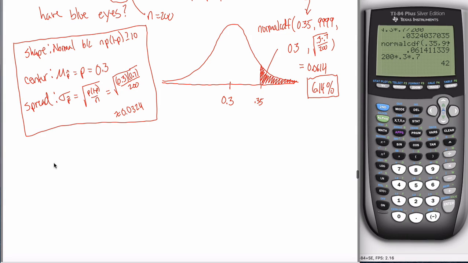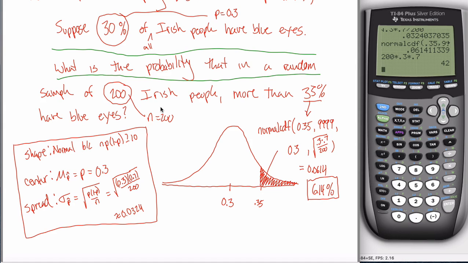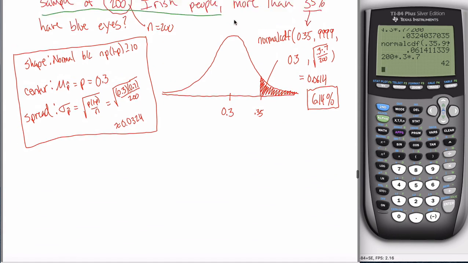So same premise. Suppose 30% of Irish people have blue eyes. Let's keep all of this the same. What is the probability that, let's keep that the same, in a random sample of 200 Irish people, that's all the same. And then let's pick up right here.